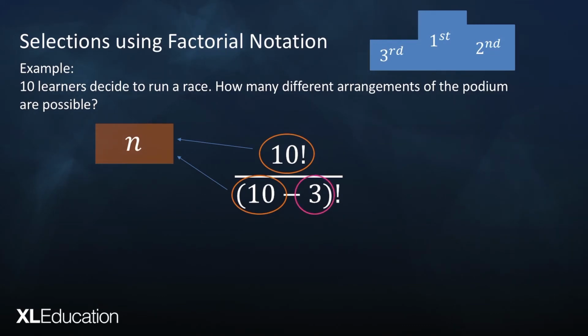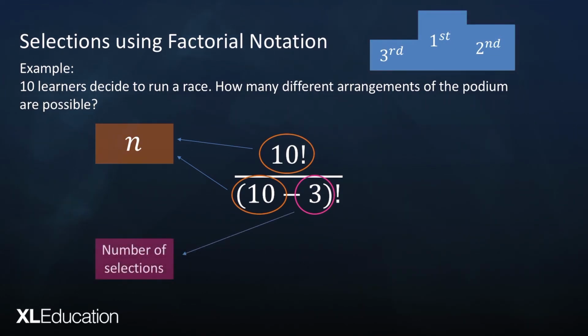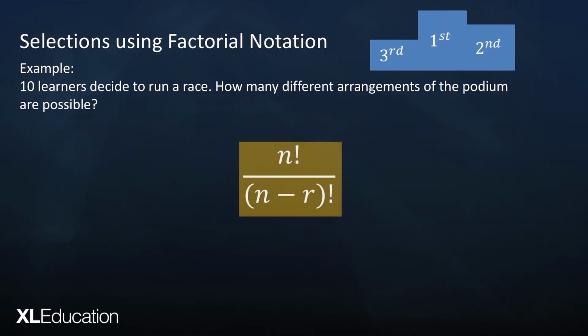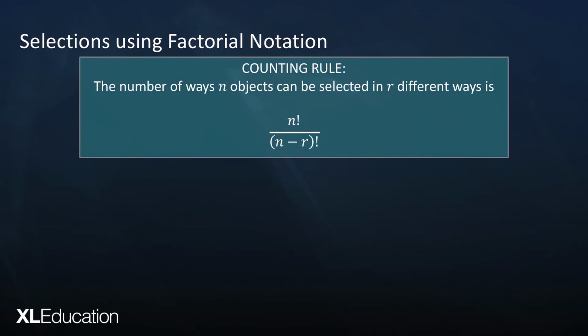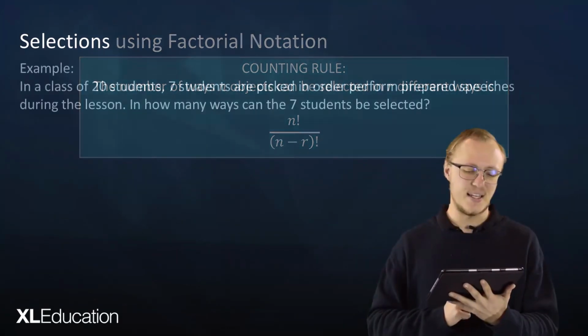Then that 3 there, that was the 3 places on the podium, right? So that 3 there is the number of selections that we make, and we're going to call that r. So then this formula becomes n factorial divided by n minus r factorial. And that's the formula we're going to use when we have selections. So the counting rule we get from that is the number of ways n objects can be selected in r different ways is n factorial divided by n minus r factorial. Let's see how to apply that.